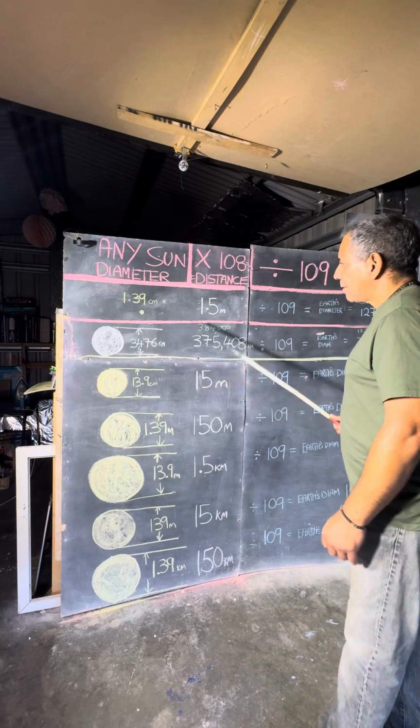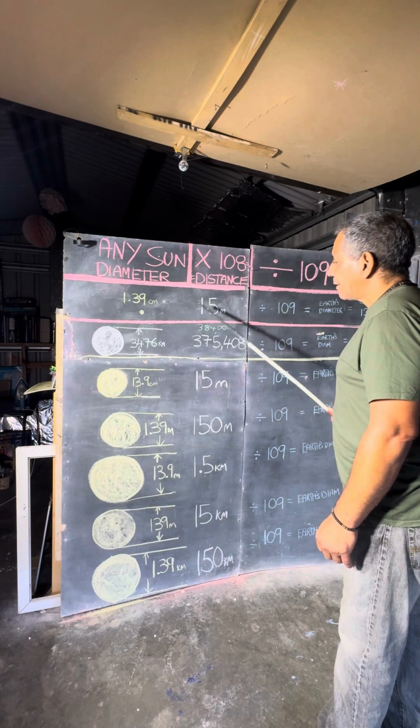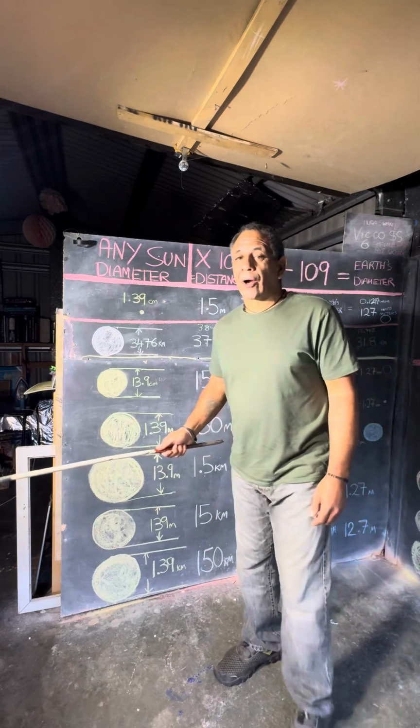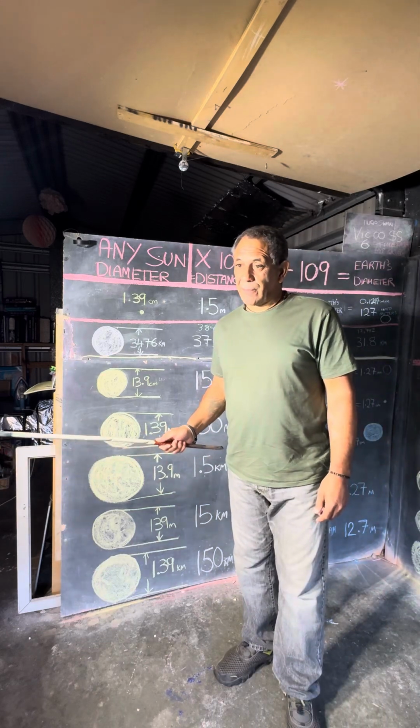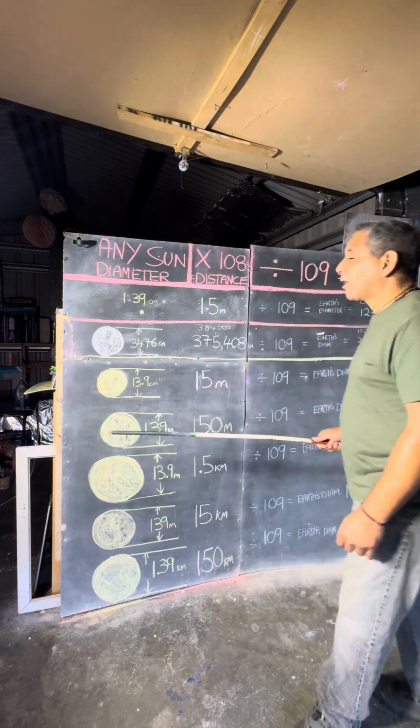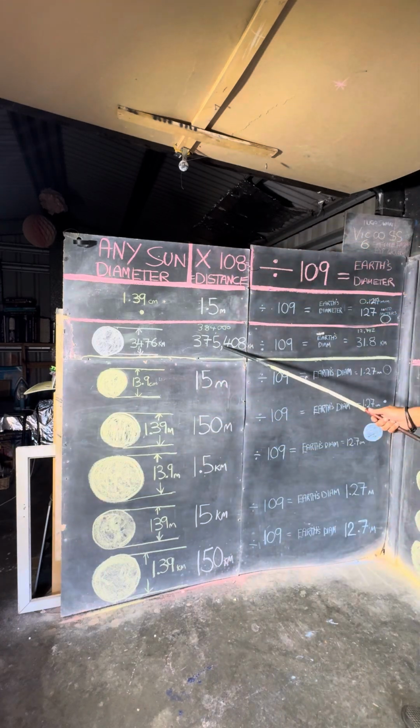3,476 times 108 is 375,408. You cannot tell me that she was not trying to mess me up. Honestly, listening, I guarantee you, arseholes, right?